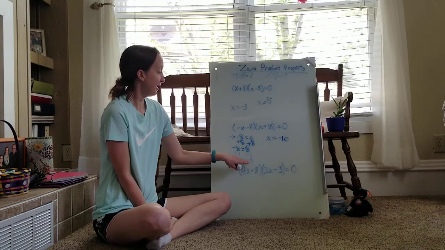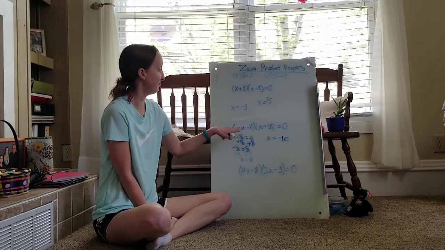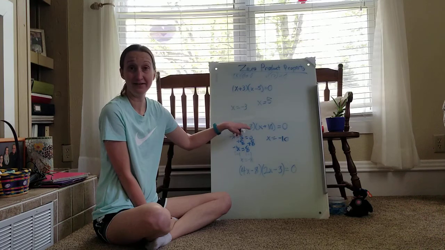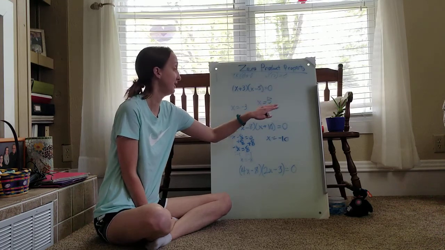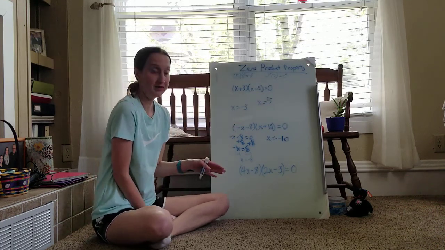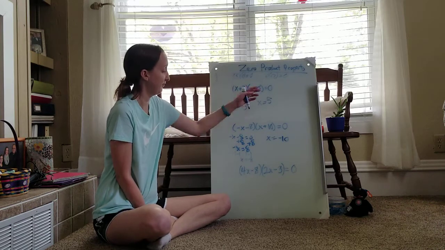If I want to check that, -(-8) equals 8, minus 8 is 0. 0 times anything is 0. So that's what you can do whenever you can't just immediately observe the answer.